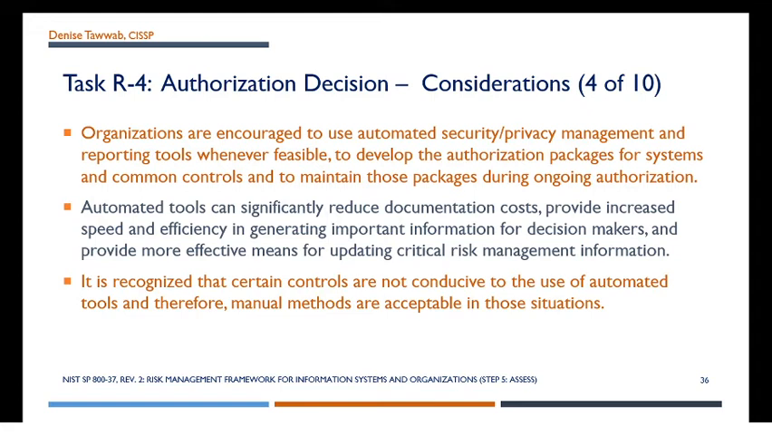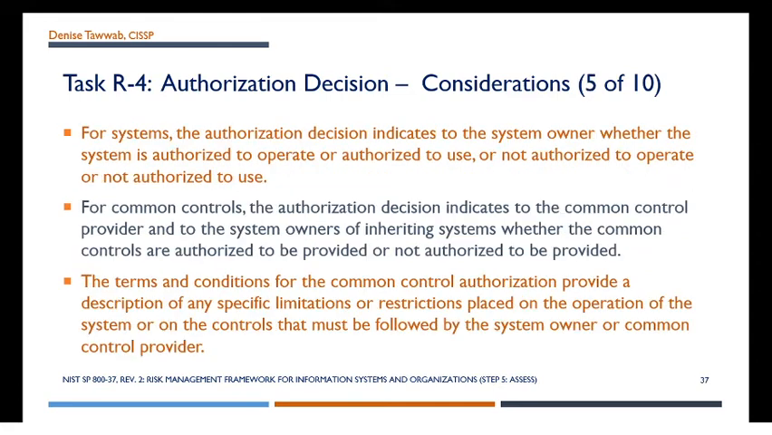Organizations are encouraged to use automated security and privacy management and reporting tools whenever feasible to develop the authorization packages for systems and common controls, and to maintain those packages during ongoing authorization. Your automated tools can significantly reduce documentation costs, can provide increased speed and efficiency in generating important information for decision makers, and can provide more effective means for updating your critical risk management information. It is recognized that certain controls are not conducive to the use of automated tools, and therefore manual methods are acceptable in those situations.